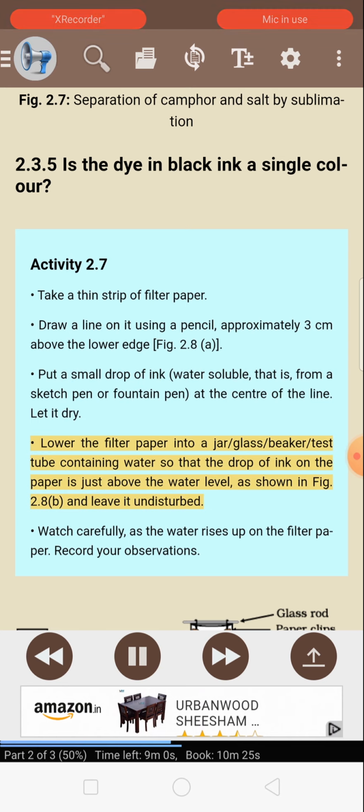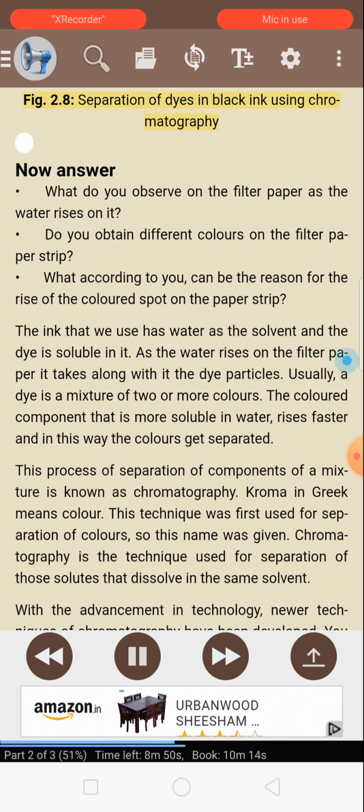Lower the filter paper into a jar, glass, beaker or test tube containing water so that the drop of ink on the paper is just above the water level, as shown in figure 2.8b, and leave it undisturbed. Watch carefully as the water rises up on the filter paper. Record your observations. Figure 2.8 Separation of dyes in black ink using chromatography.